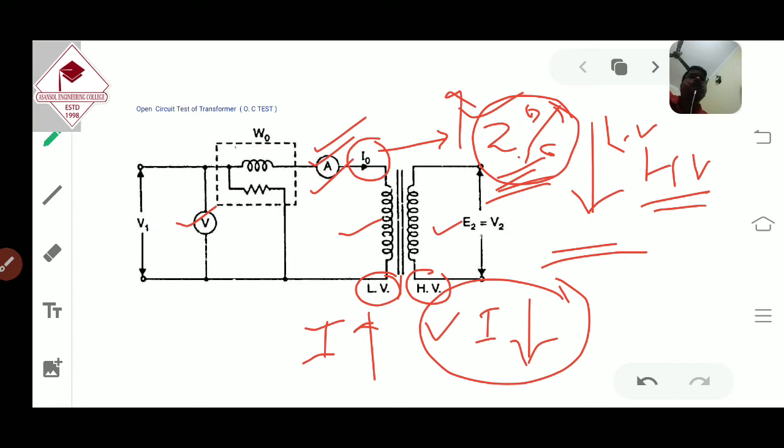Now the second important thing is that this voltmeter needs to measure, since we are applying this rated voltage here, this rated voltage.